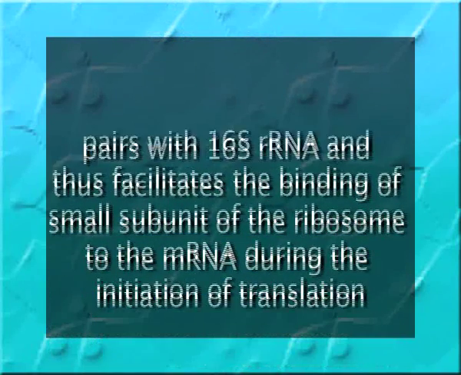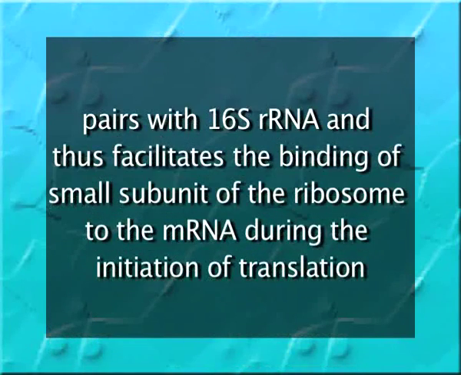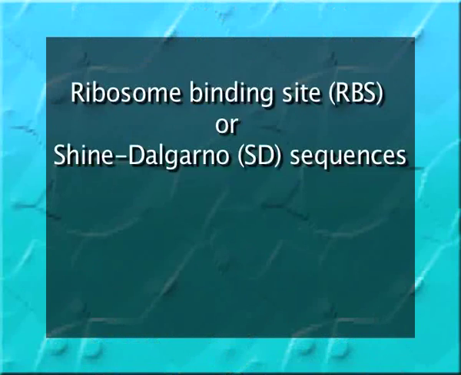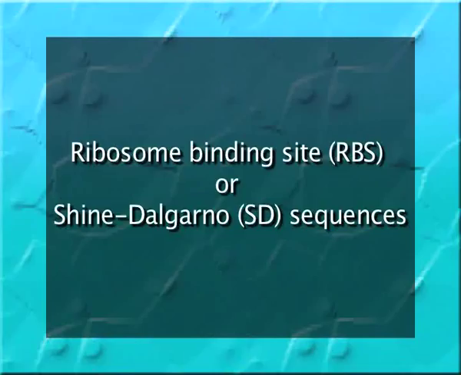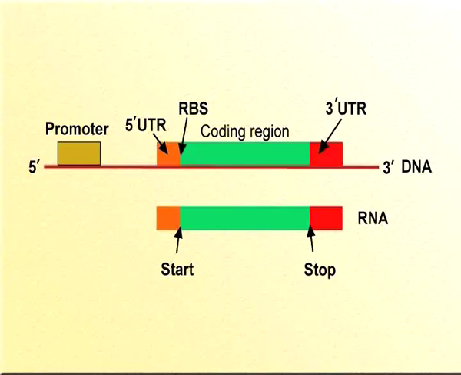This region base pairs with 16S rRNA and thus facilitates the binding of the small subunit of the ribosome to the mRNA during the initiation of translation. This region is known as the ribosome binding site, RBS, or Shine-Dalgarno sequence, SD sequence.